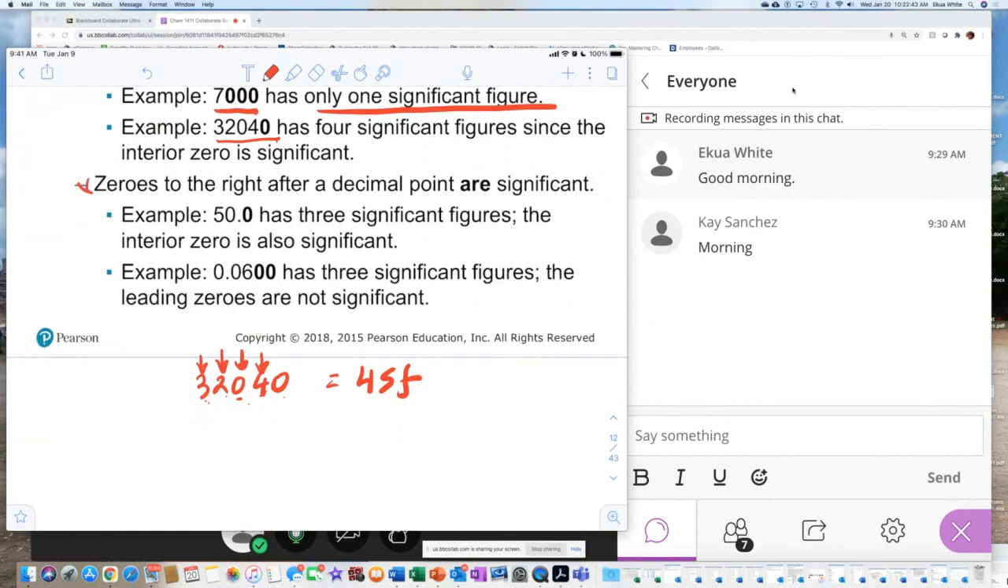So when are the zeros significant besides when they're sandwiched between two non-zero numbers? So I'm going to ask this question here. When are zeros significant?